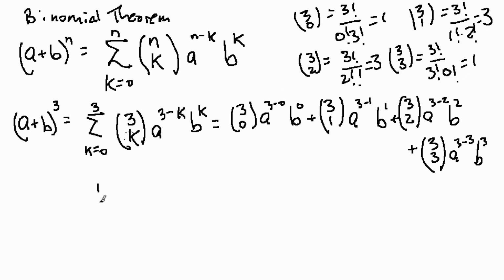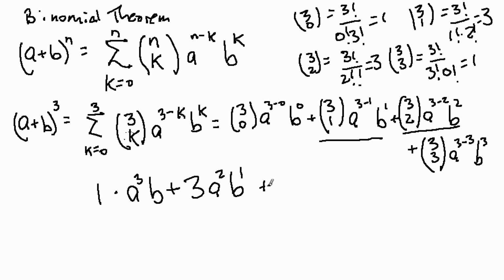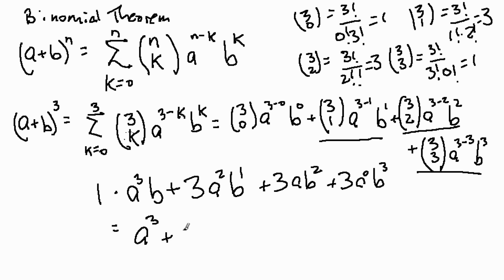So this is 1 times a to the 3 minus 0 is a to the third, times b to the 0, plus this term over here now, that's going to be 3 times a squared b to the first. This term over here is going to be plus 3 times a b squared. And this term over here is going to be plus 3 times a to the 0 b to the third. And again, we just recognize that as being a to the third plus 3a squared b plus 3a b squared plus b to the third.